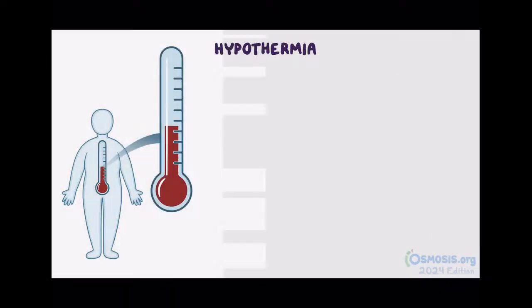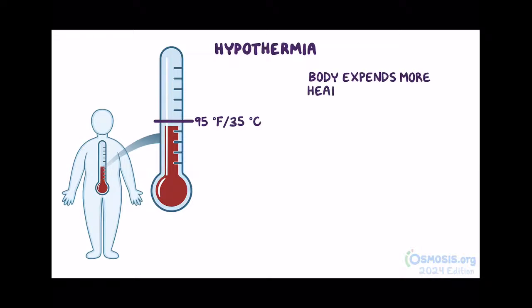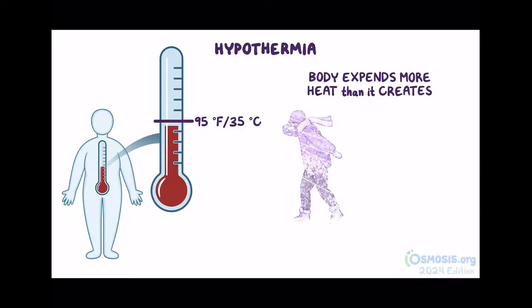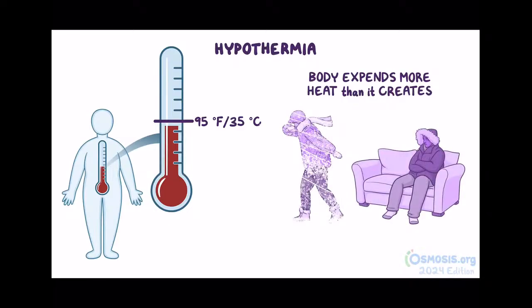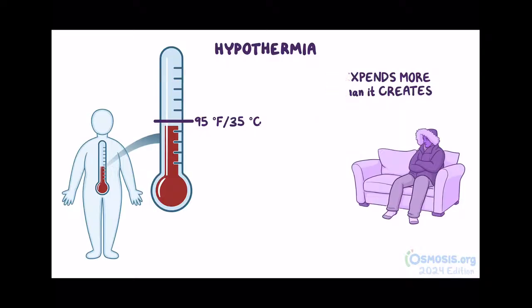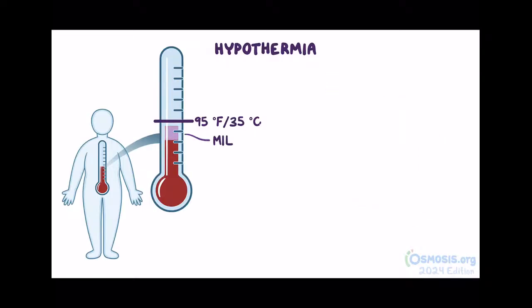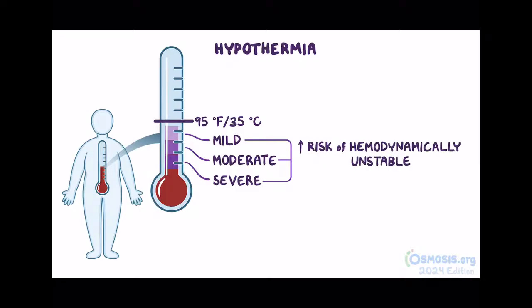Hypothermia is defined as a core body temperature of less than 95 degrees Fahrenheit or 35 degrees Celsius. It occurs when your body expends more heat than it creates, typically due to prolonged exposure to cold, like getting stuck in a snowstorm or losing heat in homes during the winter. Based on the core temperature, hypothermia is divided into mild, moderate, and severe hypothermia. Regardless of the severity, hypothermia puts the individual at a very high risk of becoming hemodynamically unstable and is life-threatening, so it must be managed promptly.